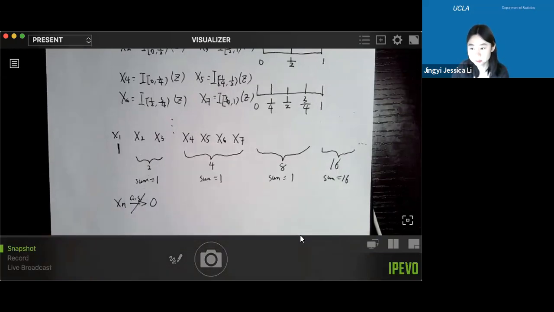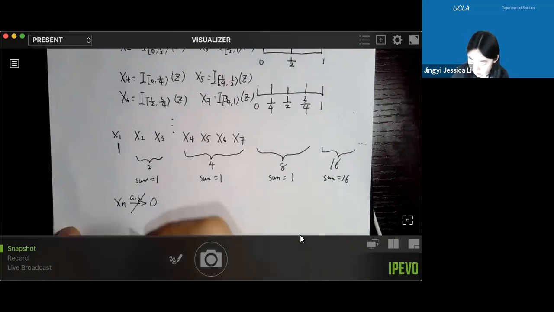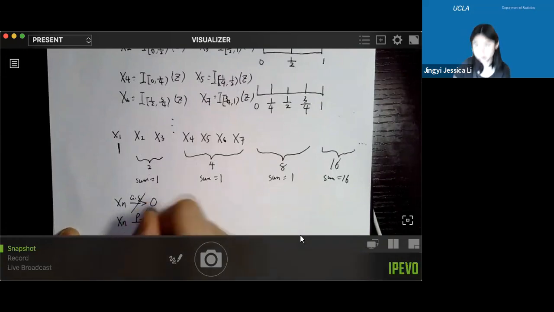But if we think about convergence in probability, it's a little different. Convergence in probability means that we fix an n and look at the probability, with 0 as our limit.